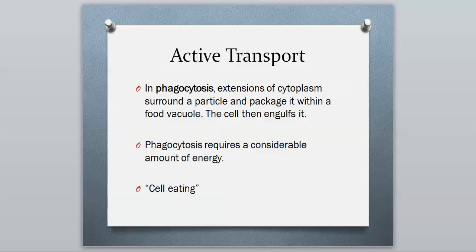Phagocytosis occurs when extensions of cytoplasm surround a particle and package it within a food vacuole, then the cell engulfs it. Phagocytosis requires a considerable amount of energy, and this is what is known as cell eating. It's when the cell literally wraps around an entire thing, puts a food vacuole around it, and then brings it inside. So it's like it's eating up the entire thing. So phagocytosis is what that one is called.